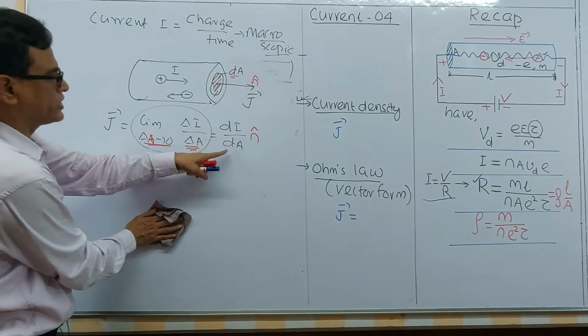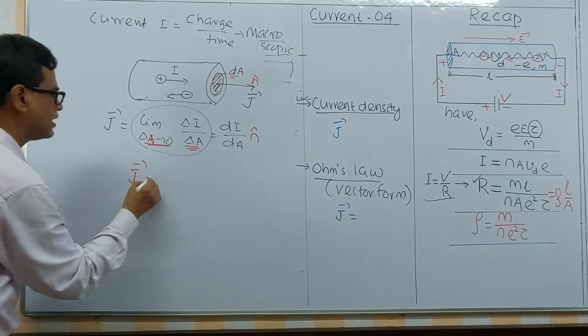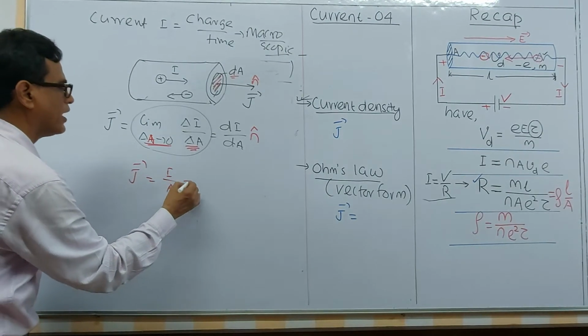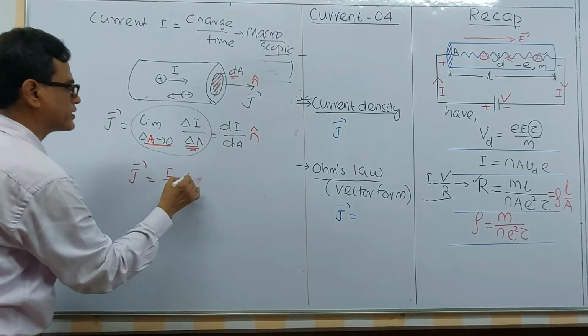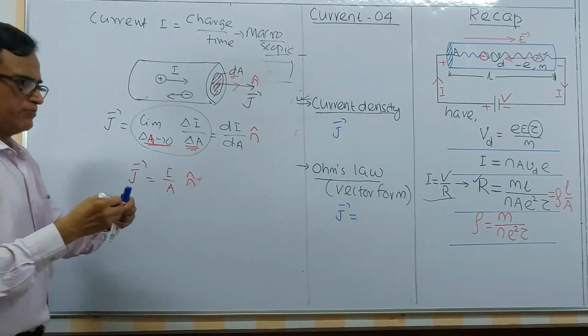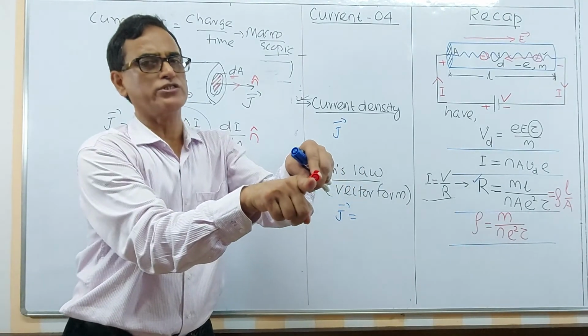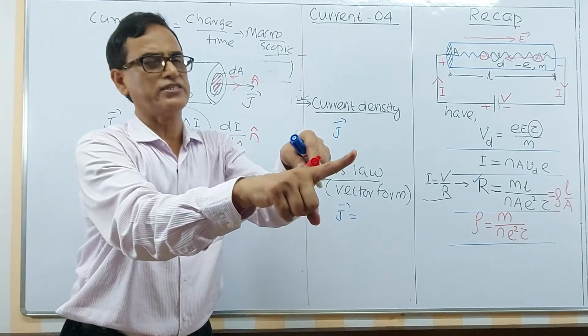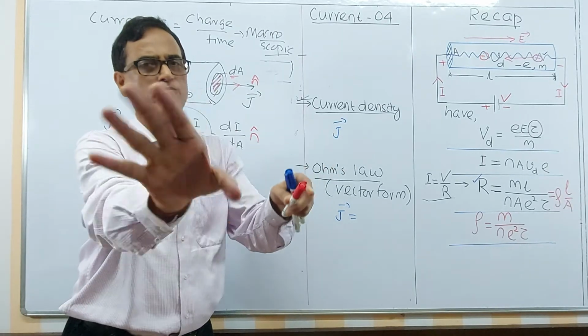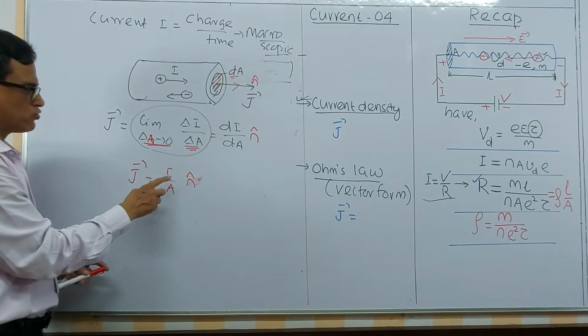J vector is equal to di by dA. This is the only thing we define. In shortcut, you can write like this, I by A. In vector form, you can write n cap. N cap means normal to the surface. For example, this is the area and along the normal you have to consider. If this will be in this direction, you have to take the normal component. It is immaterial. So you write current density is equal to current per area.